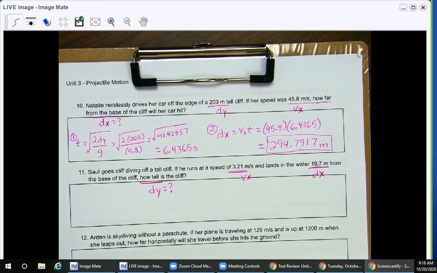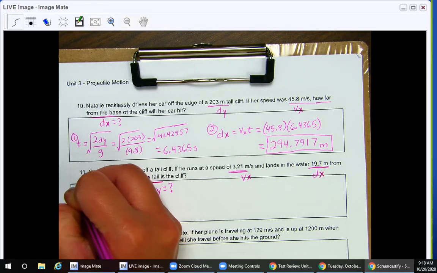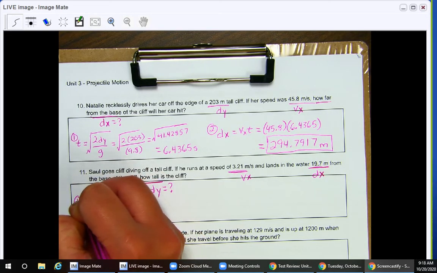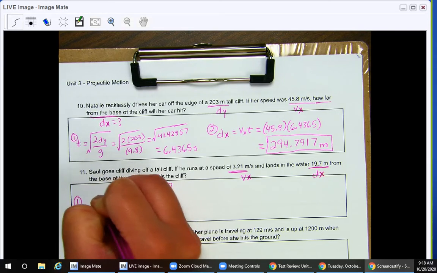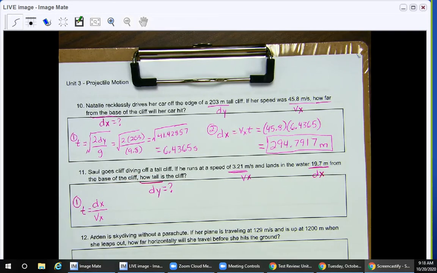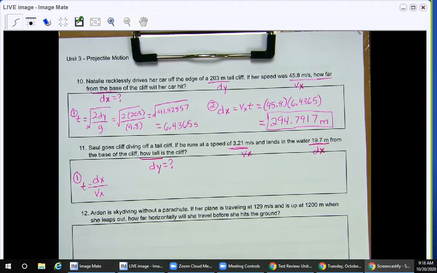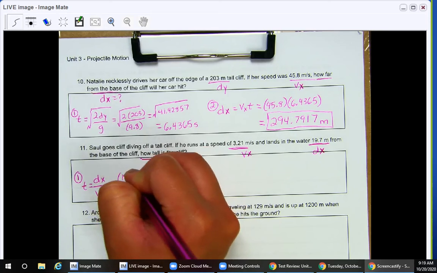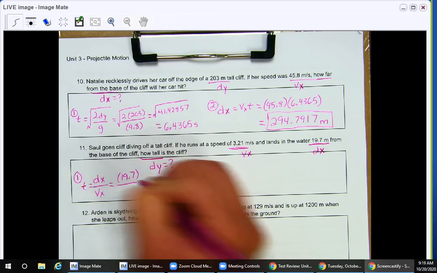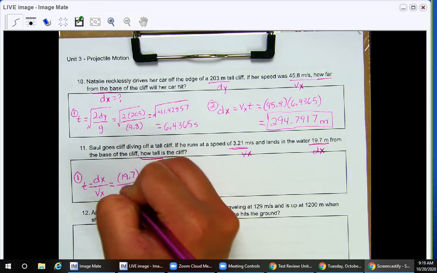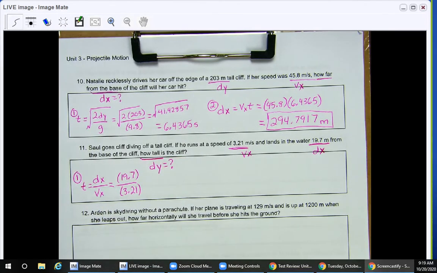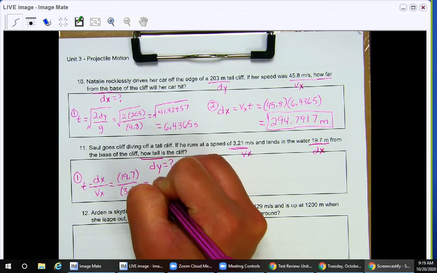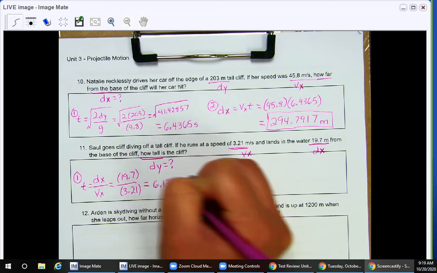Again, this is a two-part problem. To solve for dy, you still need time. So first, we're going to solve for time using Vx and dx. Time equals our dx divided by Vx. Plugging in our numbers, dx equals 19.7. Vx equals 3.21. 19.7 divided by 3.21. Our time is 6.137 seconds.